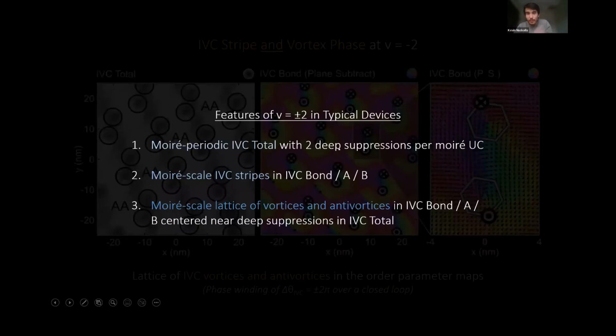So to kind of summarize, the typical features that we see at nu equals ±2 are these Moiré periodic IBC total plots with these 2 deep suppressions in the strength of the R3 pattern per Moiré unit cell.